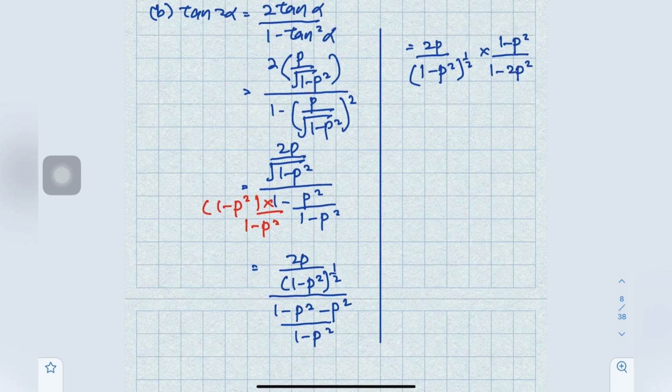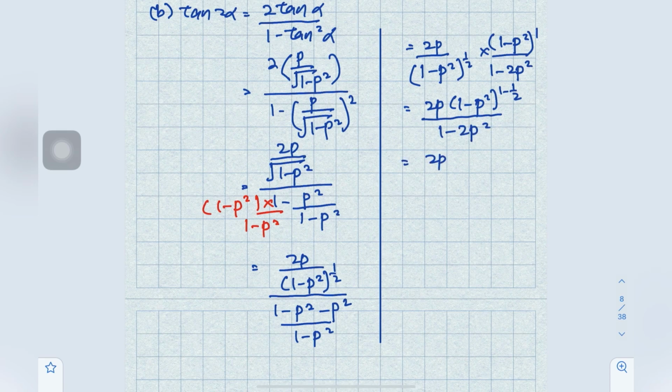Okay, so 1 minus P squared is actually power of 1, so we can reduce it. So 2P power of 1 with power of 1 over 2 divided by... So the power is subtracted: 1 minus P squared, 1 minus 1 over 2. Okay, divided by 1 minus 2P squared. Okay, so we get 2P (1 minus P squared) power of 1 over 2 divided by 1 minus 2P squared.